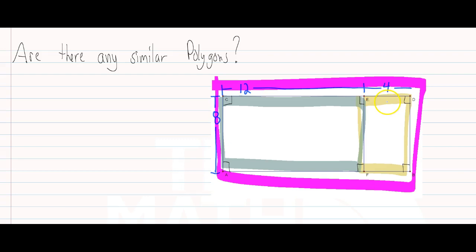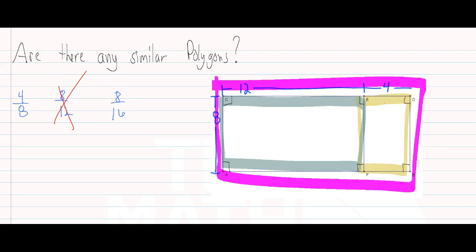I'm going to start with the smallest one first. The smallest length is 4, and the largest length is 8. And then as I look at the medium-sized one, this gray one, the smallest length is 8, the big length is 12. And then as I look at the entire one, the small length is 8, and the big length is 16. So I'm looking to see, are there any of these fractions equal to each other? 4 over 8 and 8 over 16 are the same. So we do have a pair of similar polygons.